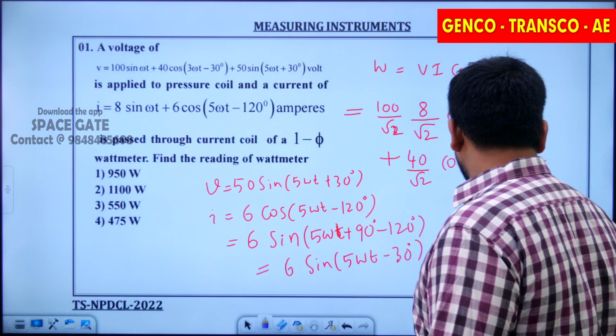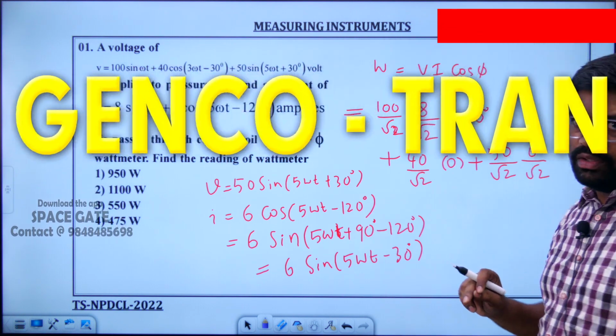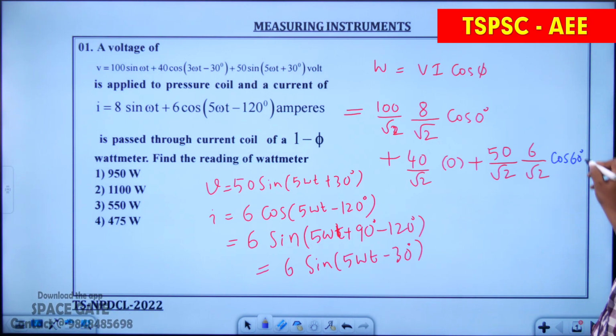So now look at that. Here, what will be the phase angle for the fifth harmonic component? We will get cos 60 degrees, right or not?